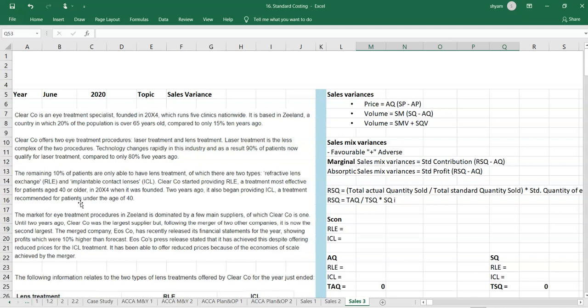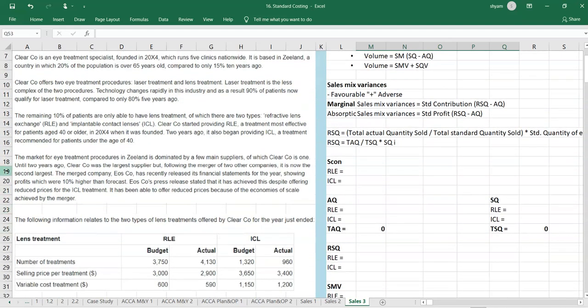Let's see what other information is given. The market for eye treatment procedures in Zealand is dominated by a few main suppliers, of which Clearco is one. Until 2 years ago, Clearco was the largest supplier, but following the merger of two other companies, it is now the second largest. So they have dropped in status. They are not the number one company, they have become number two. The merged entity EOS Co has recently released its financial statements for the year, showing profits which were 10% higher than forecast. So that company seems to be doing really well.